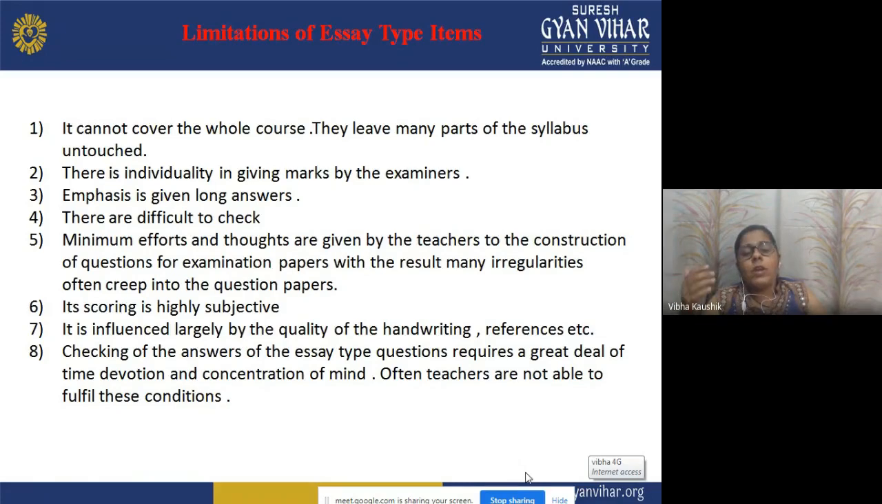Now, what we are saying is, when the teacher is making essay type items, the teacher takes the construction of these types of questions with very much ease, and because of taking this in a very easy and simple manner, sometimes there are some irregularities in the question paper. Its scoring is highly subjective, means objectivity is lacking. Every examiner will judge the answer sheet in their own way. It is influenced largely by the quality of handwriting, references, etc.